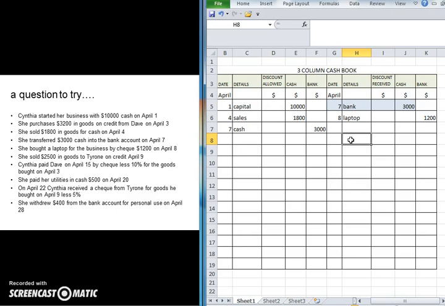Now on the 3rd, she purchased goods for $3,200, and she's going to pay for those goods less 10%. That means obviously she's receiving a discount. So let's record it. On the 15th, remember, discounts received on the credit side, so I should be on the credit side, is Dave she's going to have to pay the money to.